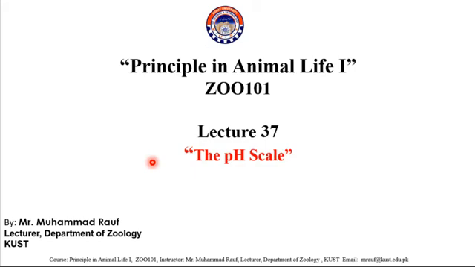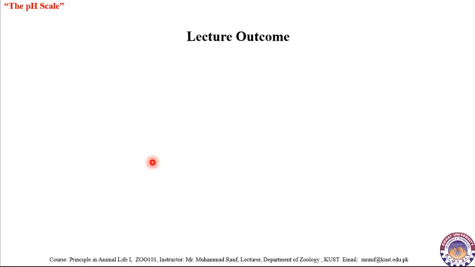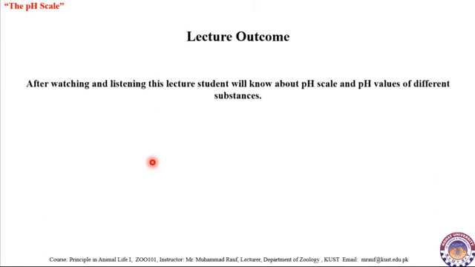This is lecture number 37. The topic is the pH scale. The agenda for the topic will be acids, bases, and the pH scale. Lecture outcome: after watching and listening to this lecture, students will know about the pH scale and pH values of different substances.